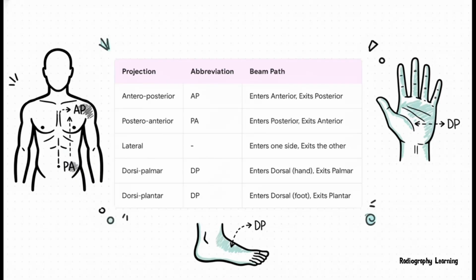And this is where it all clicks into place. Look at this. An AP projection just means the beam enters the anterior side and exits the posterior. A PA view? Just the opposite. A dorsipalmar view of the hand? The beam goes in the dorsal side, the back, and out the palmar side. It's not some crazy secret code, it's just a combination of the words we already know.